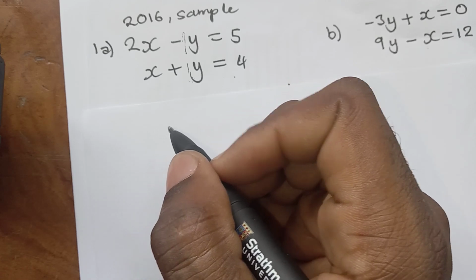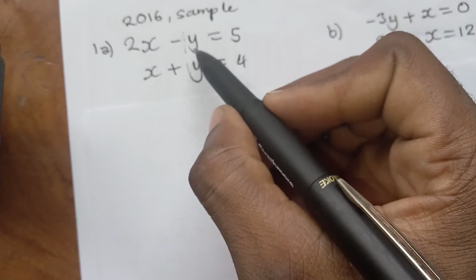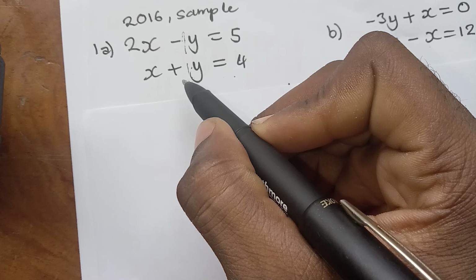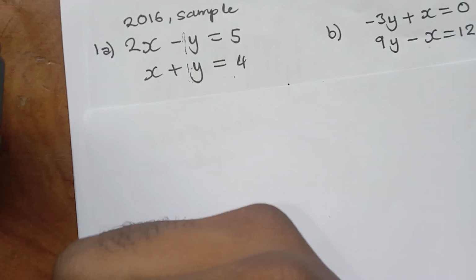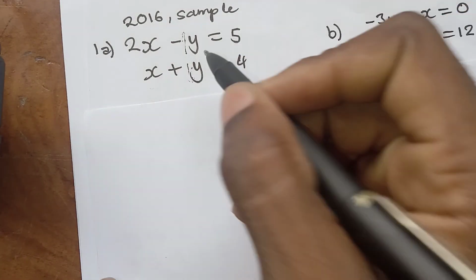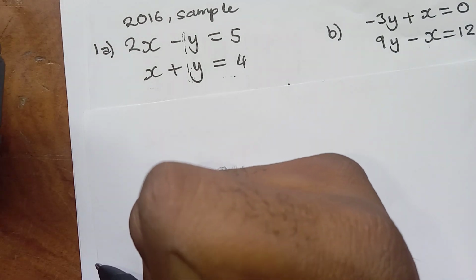Okay, so when you have simultaneous equations like this, where the coefficients are the same but the signs are not, all you need to do to find your answer is to add them up. You add them together and then this one will be eliminated.